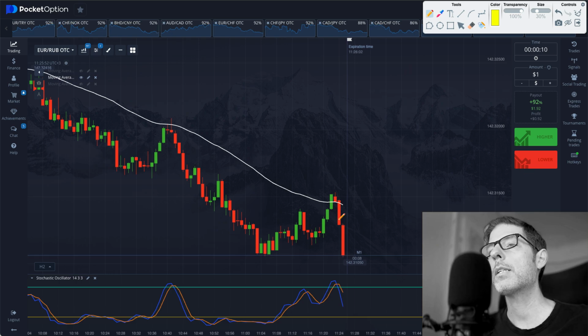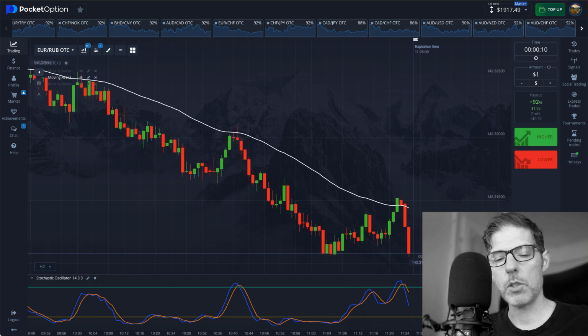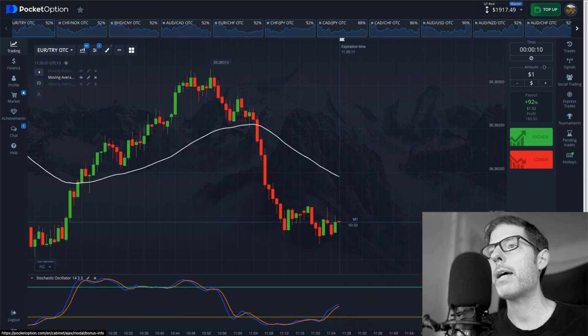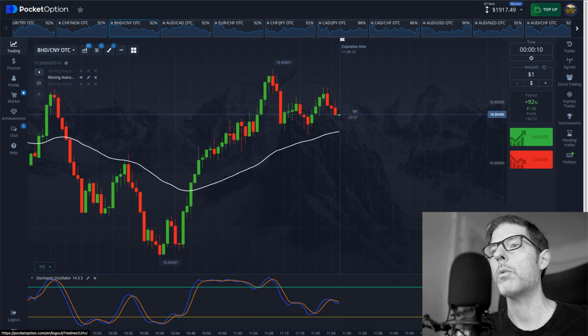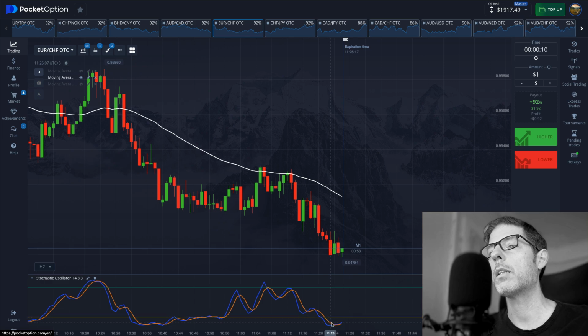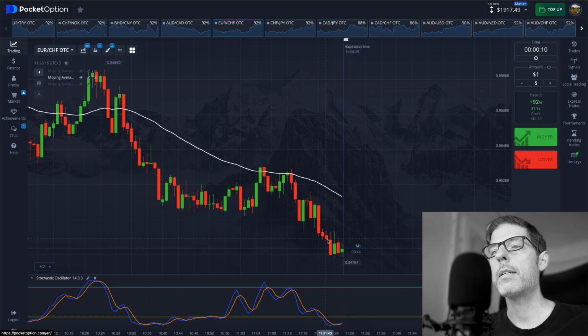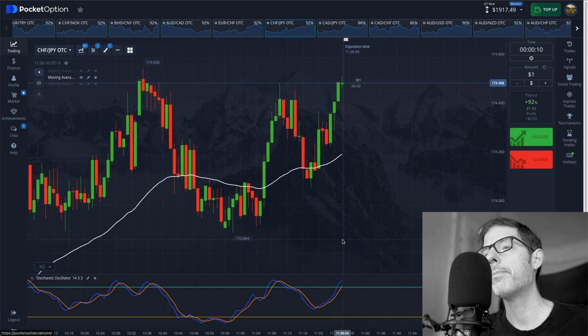Looks like this is already played out. So let's just look through here. Let's change through the different assets and find something else that we can work with. You could almost just go through the assets and look at the stochastic and see if it's in the overbought or oversold area. And then from there, you can just look at the chart and decide if you want to make an entry or not.